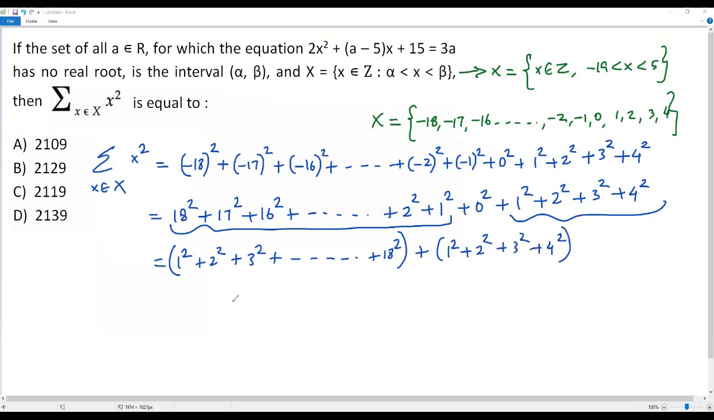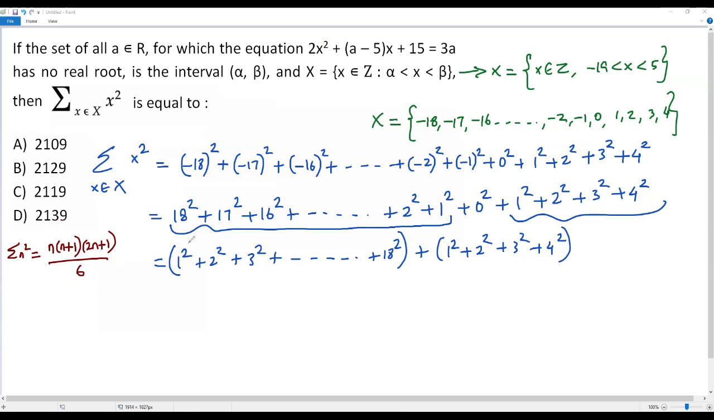So here there are two parts. I just split the given sum into two parts. In the first part, we have the sum of squares of the first n natural numbers up to 18. In the second part also, we have the sum of squares of the first n natural numbers up to 4. Already we know the formula to get the sum of squares of the first n natural numbers, that is the summation of n squared equals n times n plus 1 times 2n plus 1 over 6. So in the first case the value of n is 18. In the second case the value of n is 4.